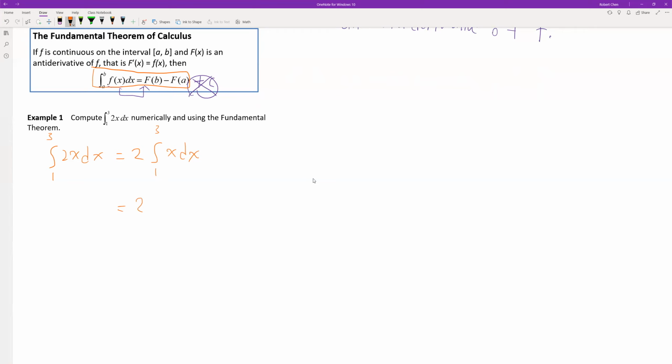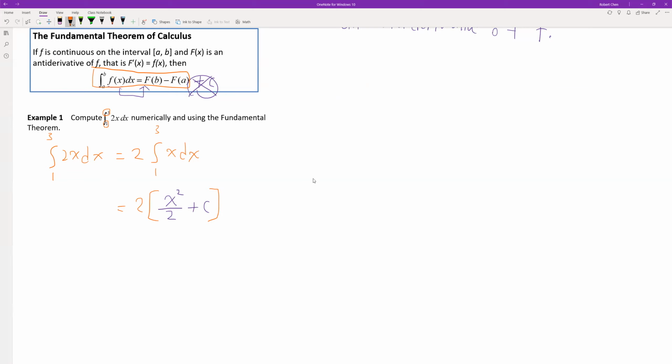So 2 multiplied by, the original power is 1, so add 1 to the power, we get 2, and divide by the new power, which is 2, and then plus c. This is what we did in 6.2 when we were integrating. Now, here is the notation that we're going to use that's a little different from the indefinite integral to the definite integral. For the definite integral, we are actually evaluating from 1 to 3. That's our a and b.